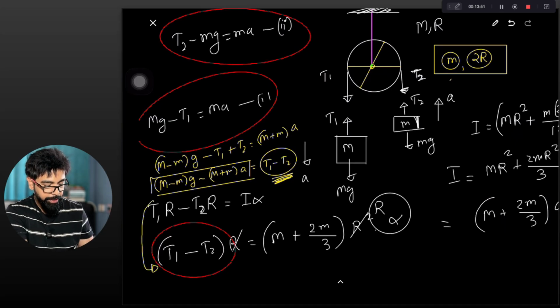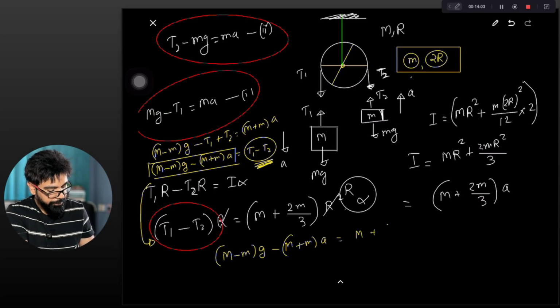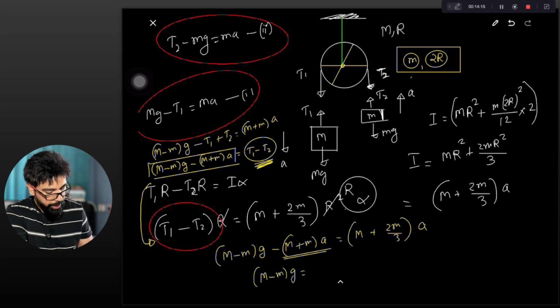in here, in this. So what am I going to get? I am going to get capital M minus small m into G minus capital M plus small m into A is equal to capital M plus 2 small m by 3 into small a. I'll do this side change. So if I take this on the right hand side, I get capital M minus small m into G, A out. So there are two capital M, so this becomes 2 capital M plus, if I do the side change here, I get 5 small m by 3 A.